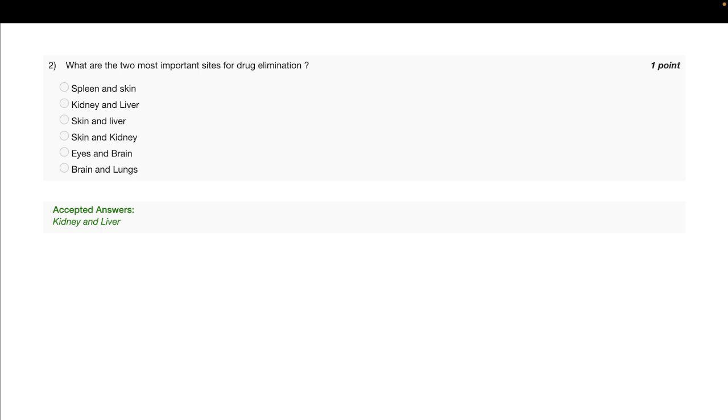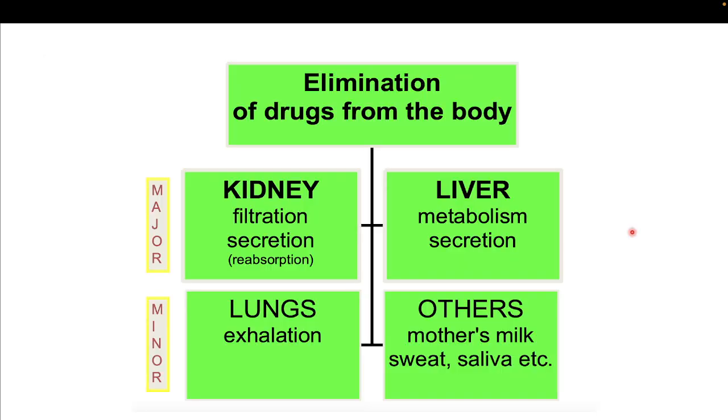So there are various different routes of drugs getting eliminated as well, but the major ones are your kidney and liver. And there are some minor ones as well. Pretty straightforward question, nothing much to discuss here. So I'll move towards the next question.